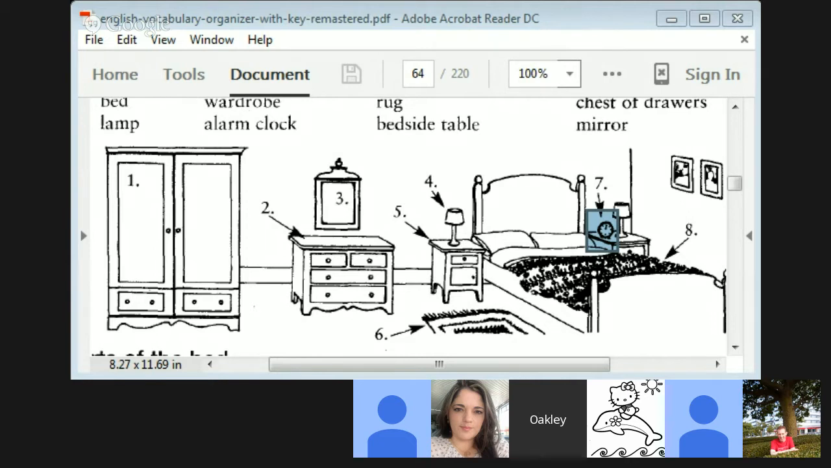If I have air conditioning, I will set the air conditioning for medium, not set up. When we mean adjust, we just say set, not set up. All right?